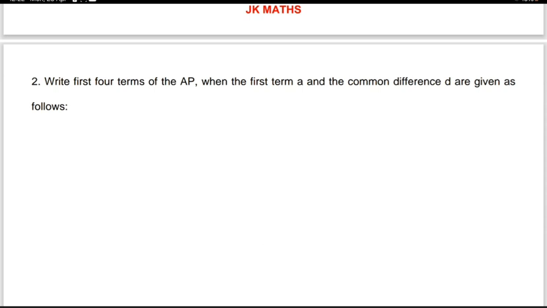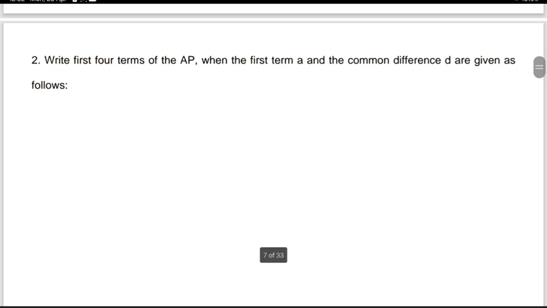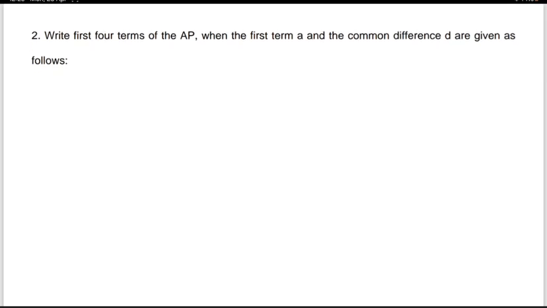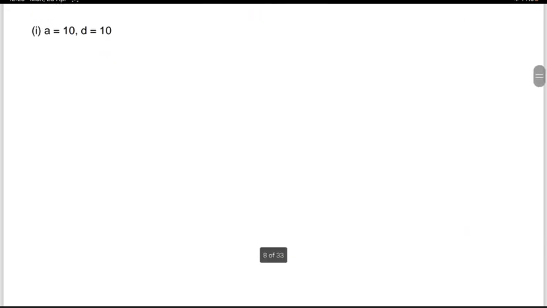Let's go to the second question. They say to write the first 4 terms of an AP when the first term is a. So we should write the first 4 terms of an AP, and the first term and the common difference are given in the question. So let's take the first subdivision. The first term is 10 and the common difference is also 10. So let's write the first 4 terms.